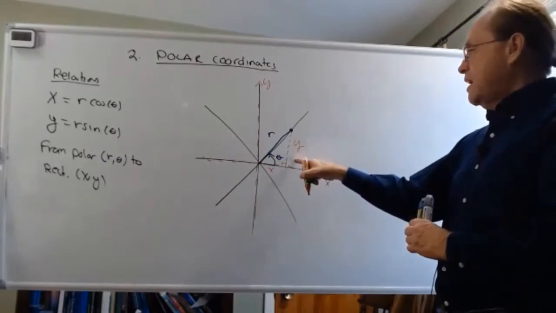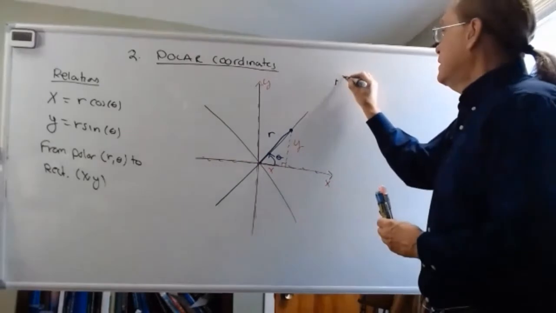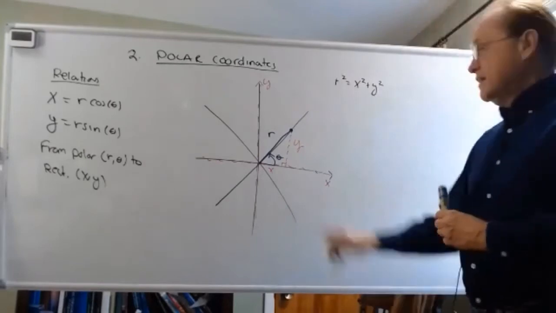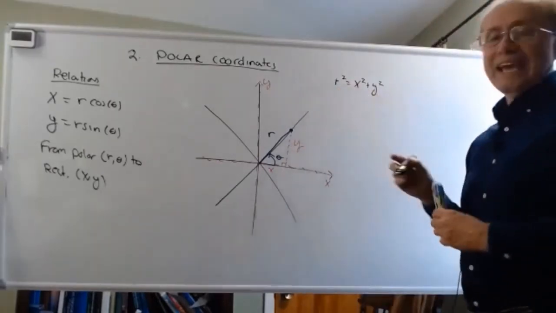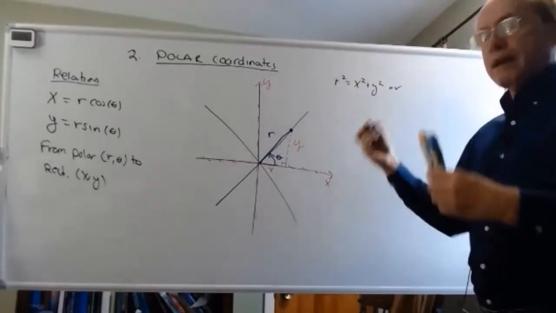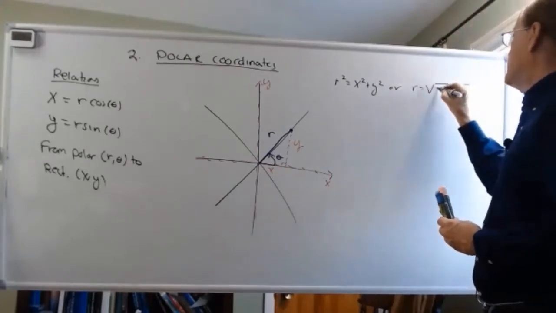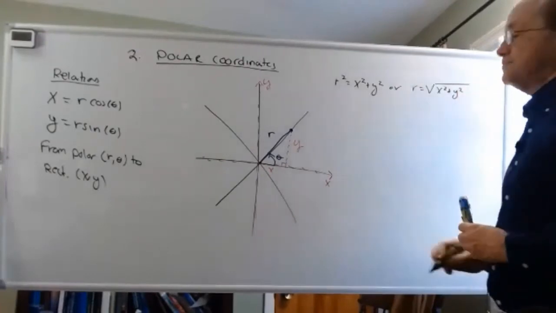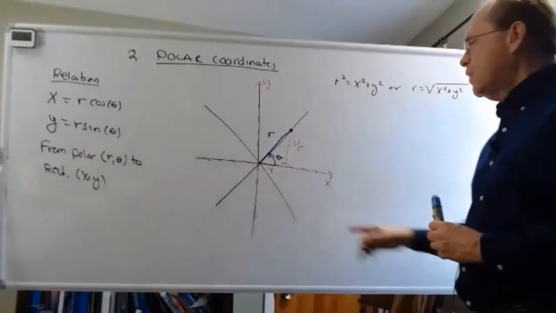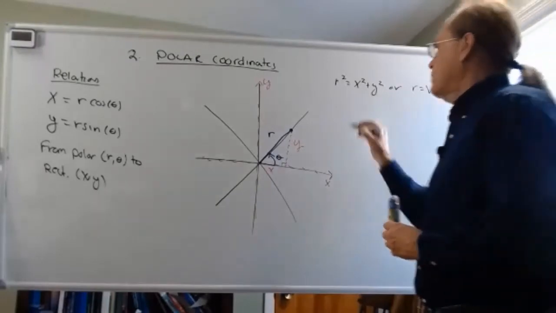If I superimpose my rectangular on top of that, I have Pythagorean's identity. That tells me over here that r squared is x squared plus y squared, right? That's how I can find my r in terms of x and y. Or, if I want to take r to be positive, which you don't always have to, r is the square root of x squared plus y squared. That's also my distance formula, the distance to the origin. Okay, now we have the angle theta. Well, what relationship do we have that might work with that?